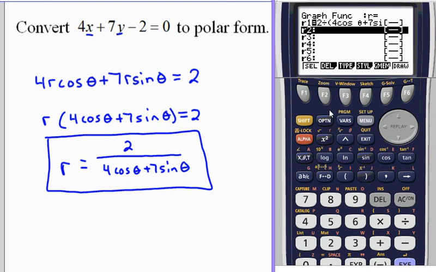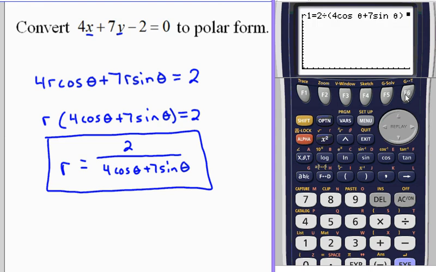And I think right below that, I'm going to go back here, go back to type. I'm going to go y equals. If I was to solve this for y, I'd have 2 minus 4x divided by 7. I'm going to turn that off for a second. I'm just going to graph the 2 divided by 4 cosine of theta plus 7 sine of theta. So I'm going to graph that.